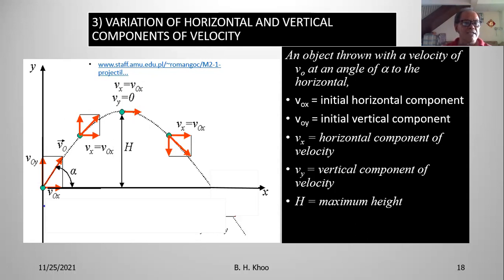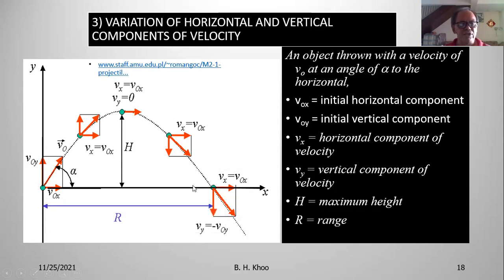As it turns down, as it keeps on moving, the vertical velocity is now downwards. Same height, same vertical velocity, same vertical speed, but the direction of velocity is now downwards. Horizontally still the same. And you reach the ground with the same velocity, except the direction changes as well. Horizontally it is still the same as the initial velocity. Vertical one also still the same, except it's downwards, and this is called the range. This one is upwards.